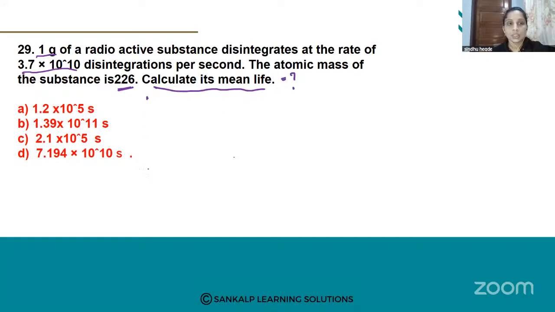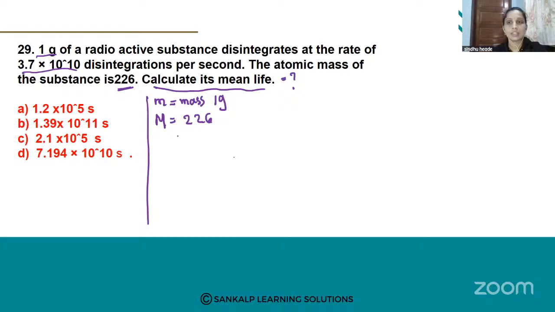First, you should write the given things. What are the given things here? Firstly, they give m is equal to mass. They have given the mass value. How much? 1 gram. Then again here they give the atomic mass, that is capital M. Here small m represents only the mass of the substance, but capital M represents the atomic mass of the substance. So it is 226. Already it is given in your question.